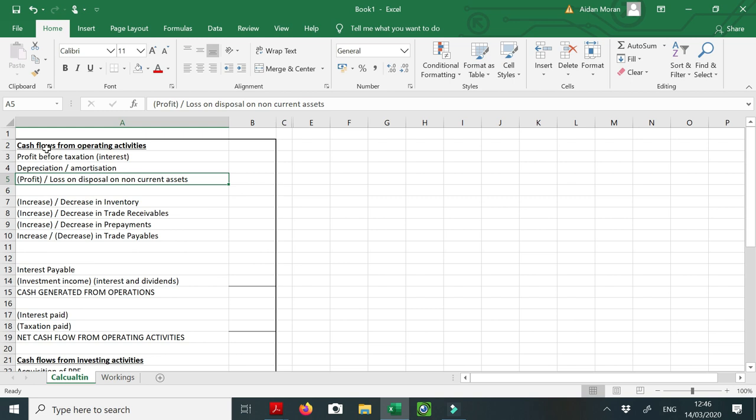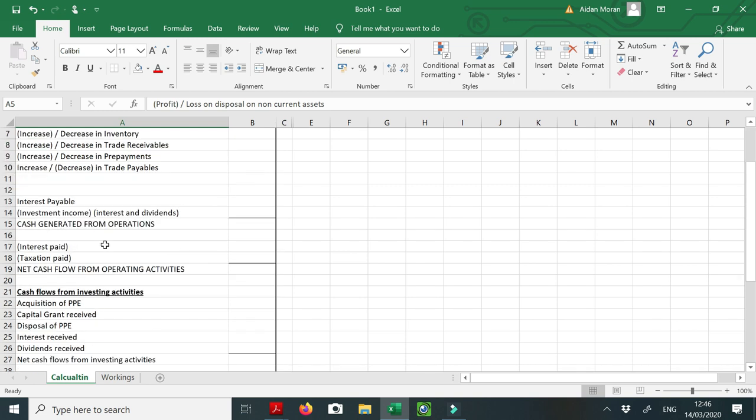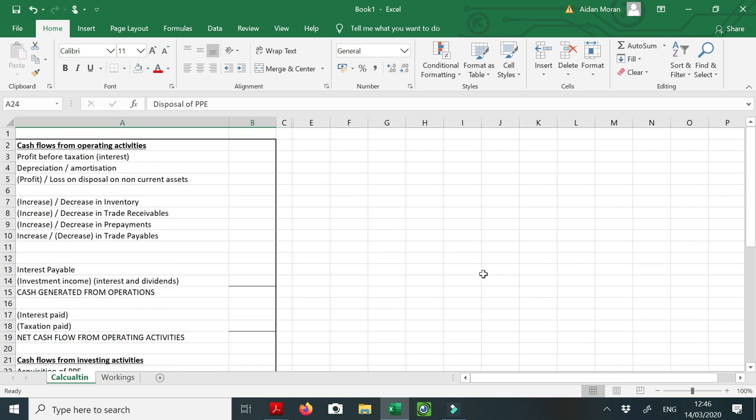I know I will receive cash in terms of physical notes, proceeds, and I will include that later on in the question down here in the disposal of PPE. For the moment, the profit or loss is adjusted up here. I then adjust for the movements, the increases and decreases, in my current assets and current liabilities.